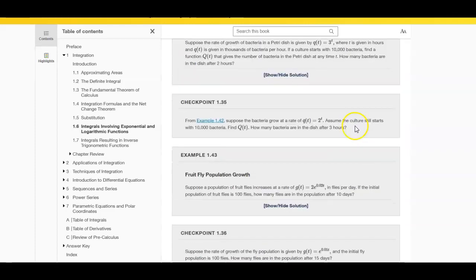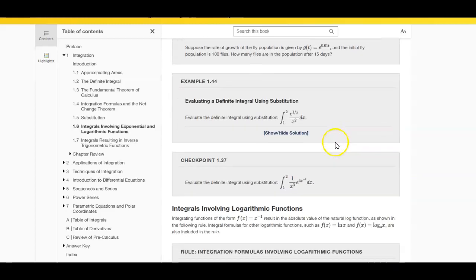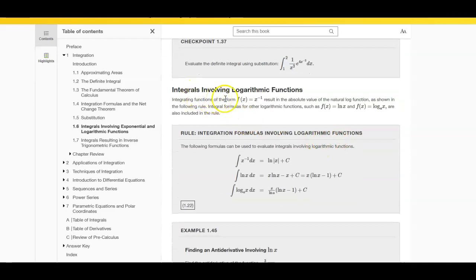Okay. The other thing that we want to look at here is integrals involving logarithmic functions. And so we know that the derivative of the natural log of x is 1 over x. So the integral of x to the negative 1 is the natural log of the absolute value of x. You don't really know the sign here. That's why you have to do absolute value, but that's how that works.